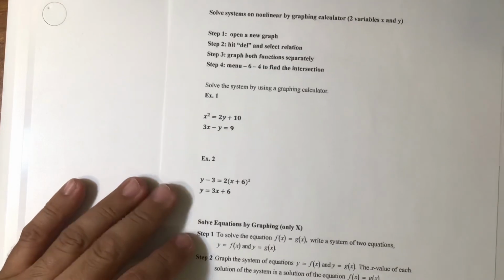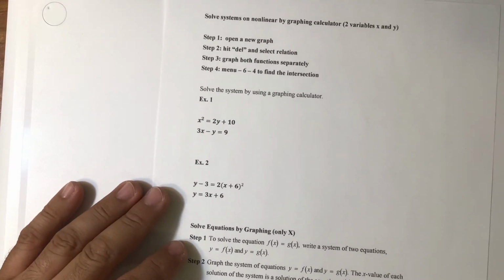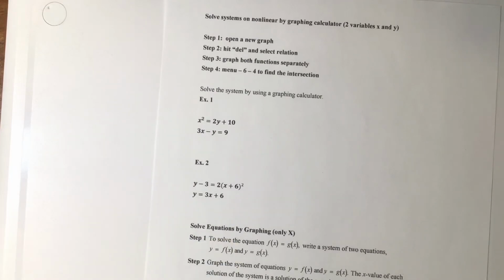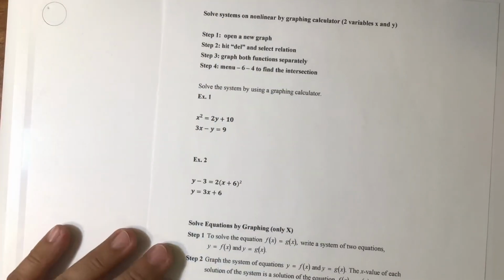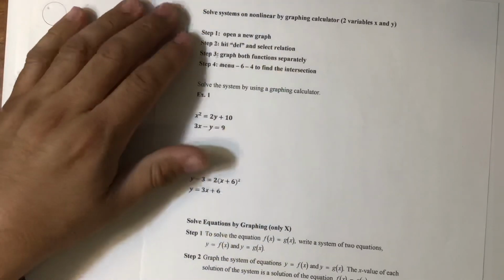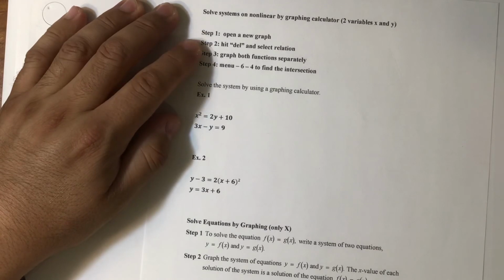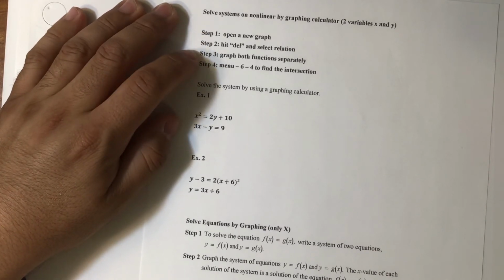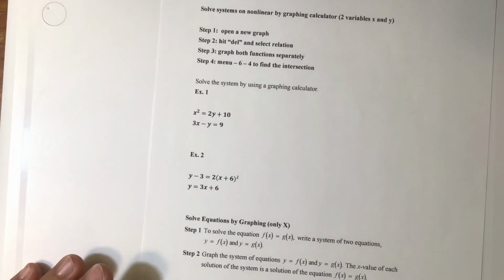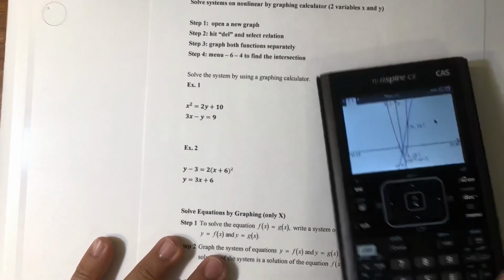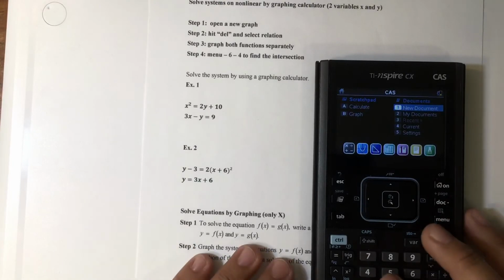So this one says solve systems of nonlinear equations by graphing, two variables x and y. Okay, so this is pretty much what I've been doing, just showing you how I was checking my answers. So this is the actual method to do it. You open a new graph, you hit delete, and you select relation number 6, graph both functions, and then menu 6-4 to find the intersection. So these will be fairly quick to do. Let me show you how quick it is on my calculator here.